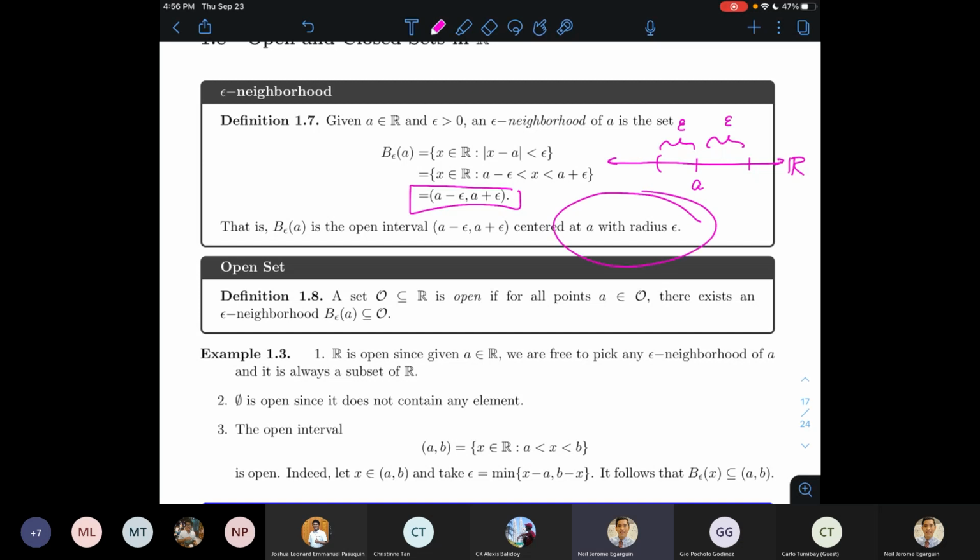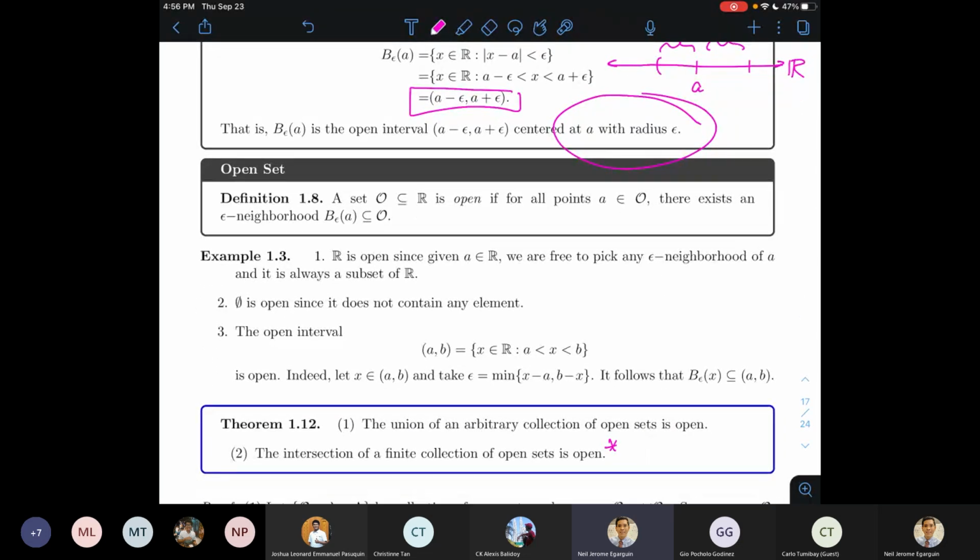I guess it is remarked here. Siya lamang ay open interval centered at A with radius epsilon. Okay. Now, that's pretty straightforward, but I need the concept of epsilon neighborhoods in order to define what an open set is. Okay. In definition 8, we see here that a set O, which is a subset of R, is open if and only if for all points in the set, there will always exist an epsilon neighborhood that is properly contained in the set O.